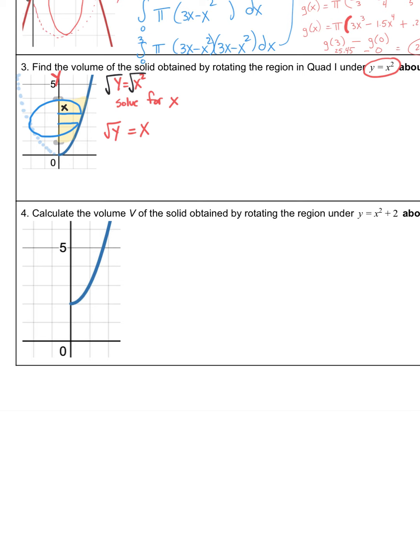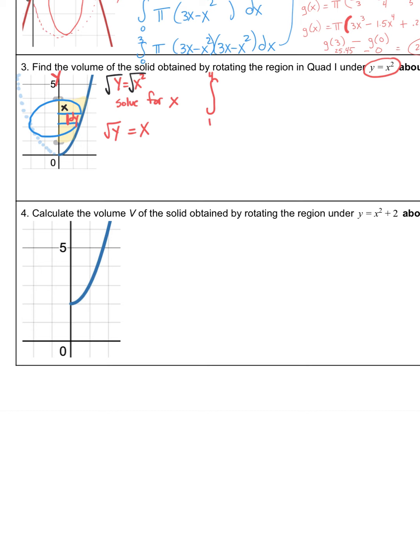And the height, the thickness of our disk, because that is a vertical length, that is going to be a change in y. Okay, so our radius, x, and our height, dy. All right, so we set up our integral. It's going to look like this. We have from 1 to 4.